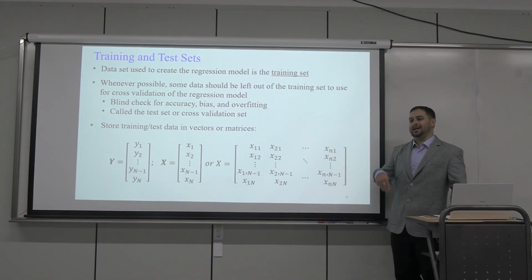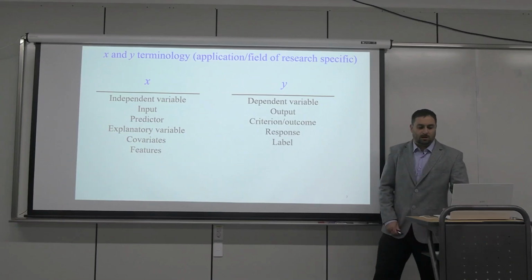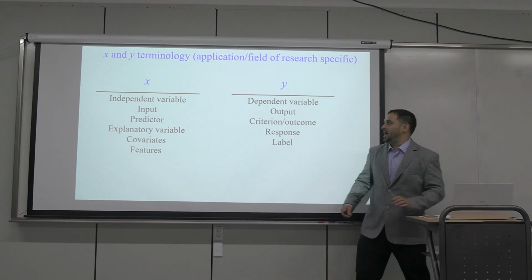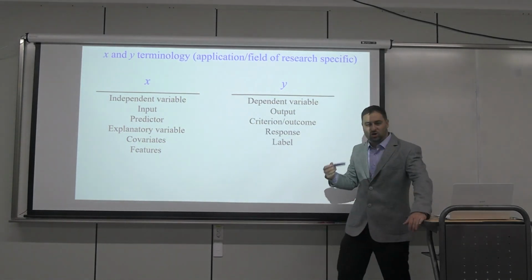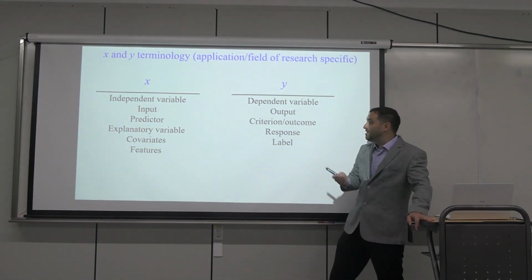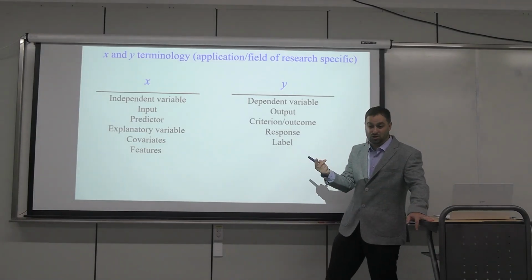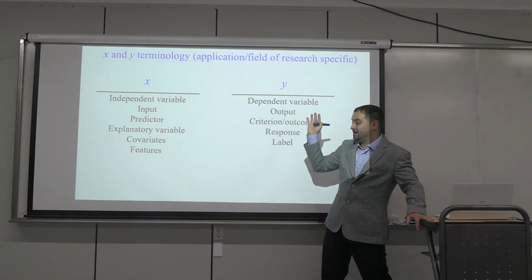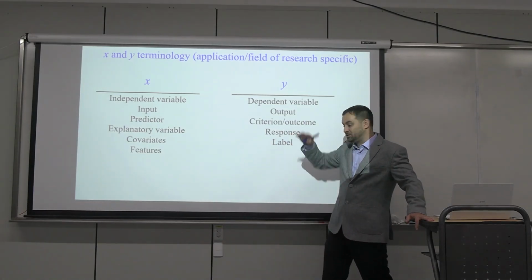And so we usually store data in vectors and matrices. Okay, next, let's go over some other terminology. So X and Y terminology. We generally have our variables X and Y, but depending on the application or the field of research, different fields call these different things. For example, medical journals might call X and Y a certain thing, but in a nuclear engineering journal, it's something totally different.